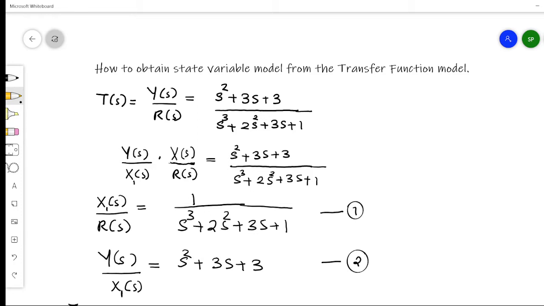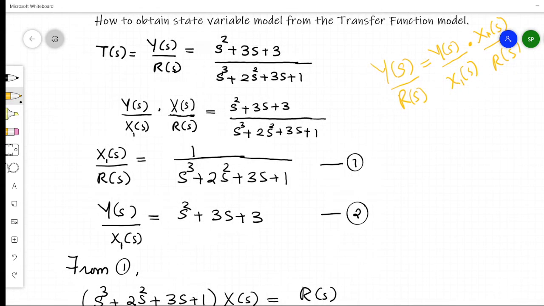The example given is (3s^2 + 3s + 3)/(s^3 + 2s^2 + 3s + 1). So let us just consider this Y(s)/R(s). I can write it as a product of ratios of two polynomials. Instead of Y(s)/R(s), I'll write it as Y(s)/X1(s) times X1(s)/R(s). I'm just introducing another variable X1. We know that it is one and the same, because X1(s) is present in both the numerator and denominator, so it gets cancelled. So we can write this transfer function in this form.